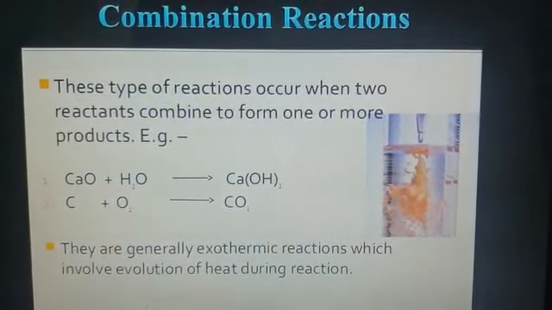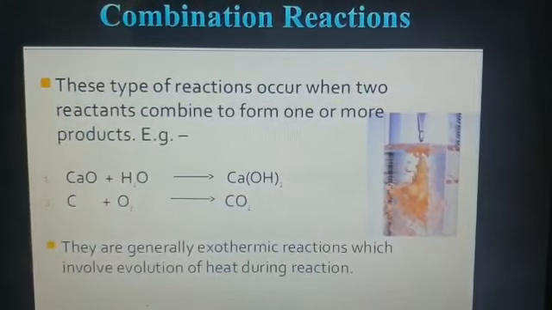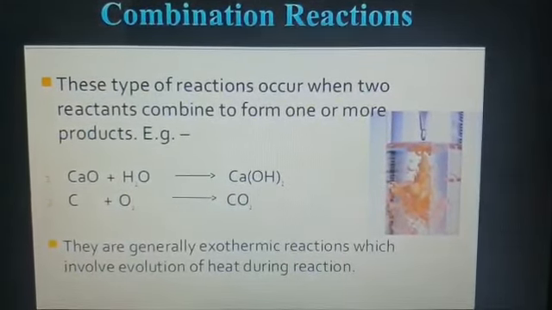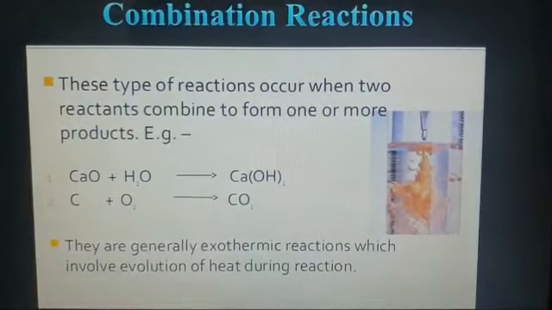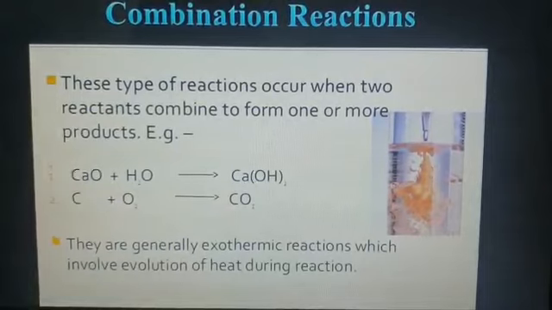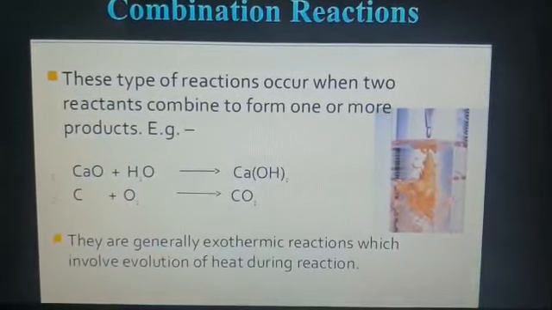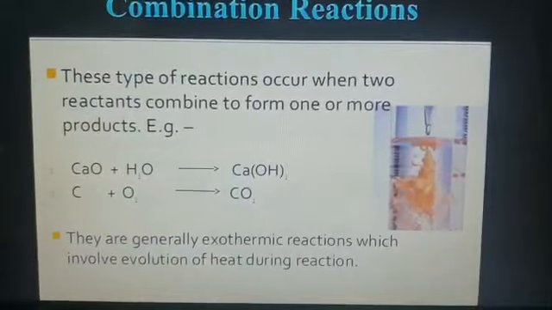Examples: CaO plus H2O. These two reactants are combining to give only one product, Ca(OH)2, calcium hydroxide. Second example, carbon plus oxygen combine to give carbon dioxide, the simplest example.